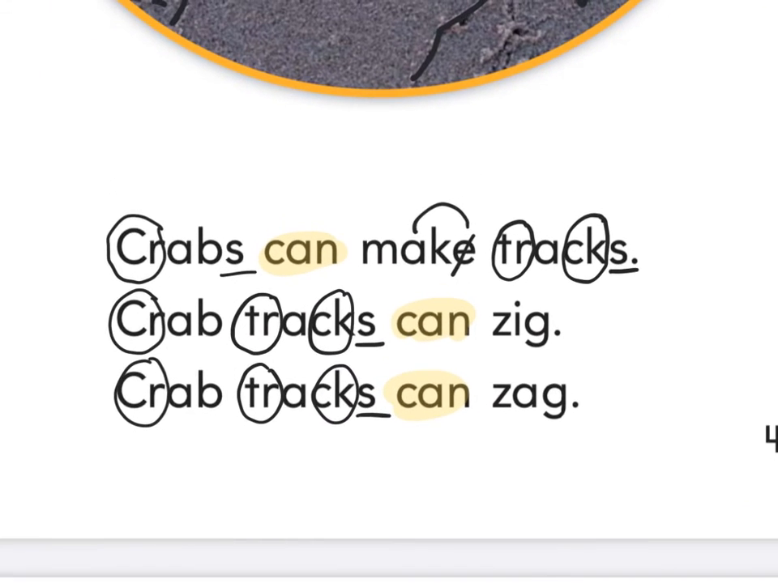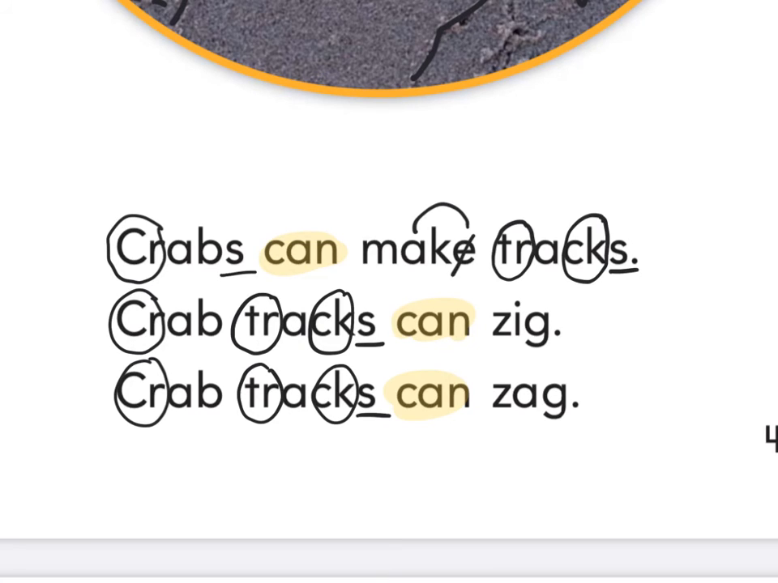Okay. All right. So we know the word crabs already. Remember, she's saying, what's your name? And he says, my name is A, make. And this word is tracks. That's in there several times. And you guys know zig and zag. Press pause and read this. Practice reading these sentences 2 or 3 times to yourself.